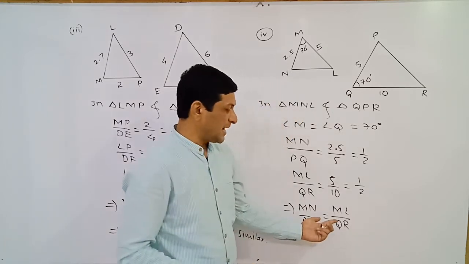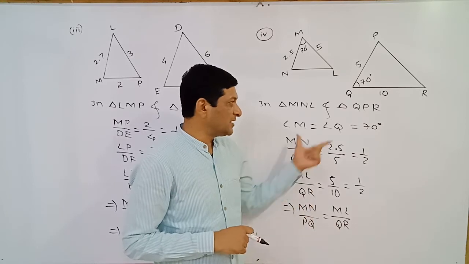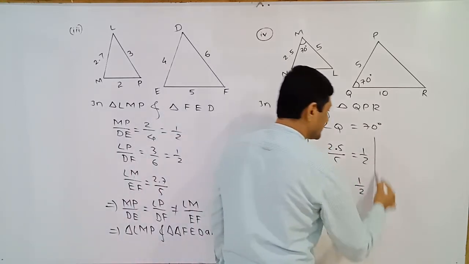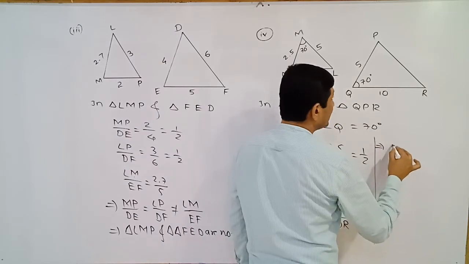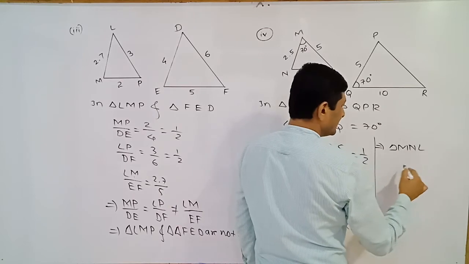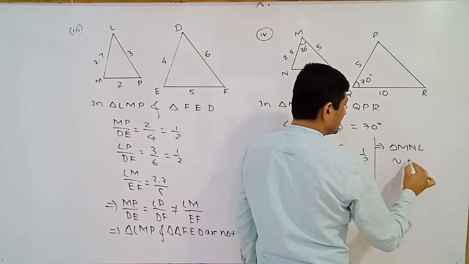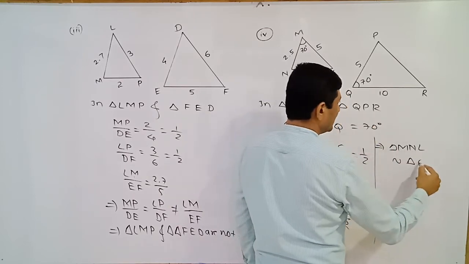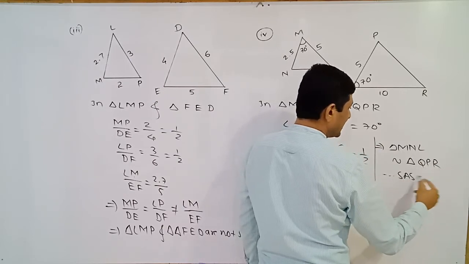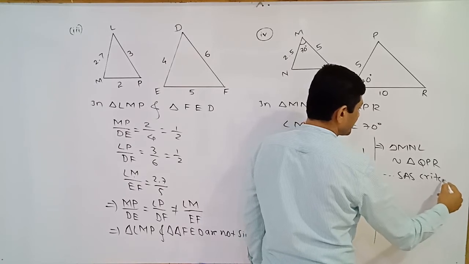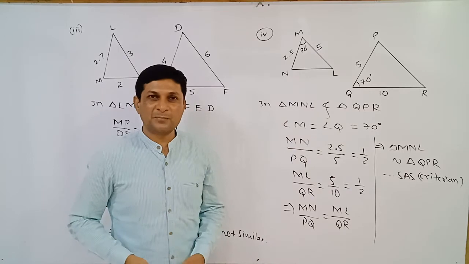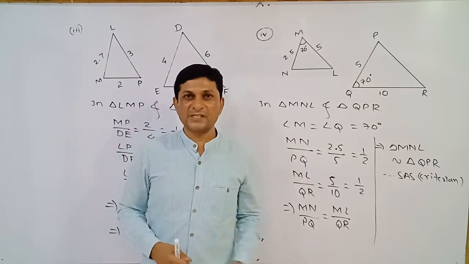So here two sides are in proportion and their included angles are also equal. That's why we can say that these two triangles are similar. So this implies that triangle MNL is similar to triangle QPR by the SAS criteria. The remaining two examples we will try to solve using the same method.